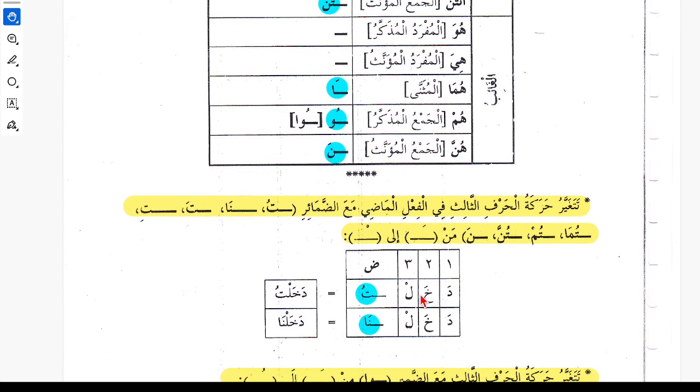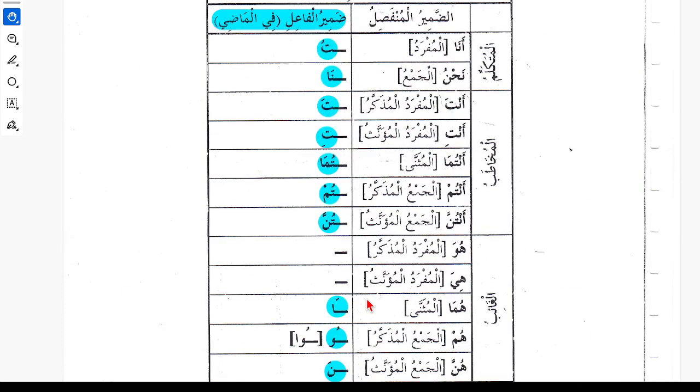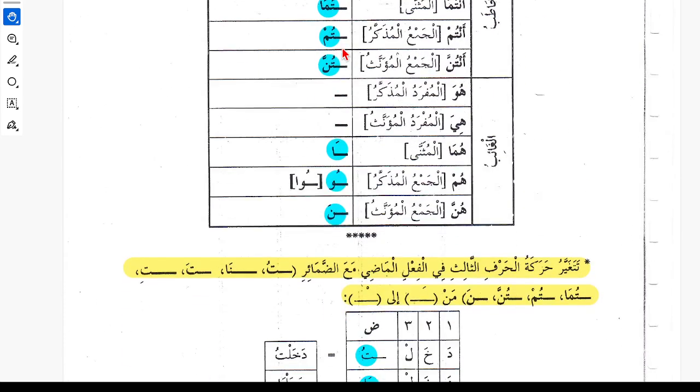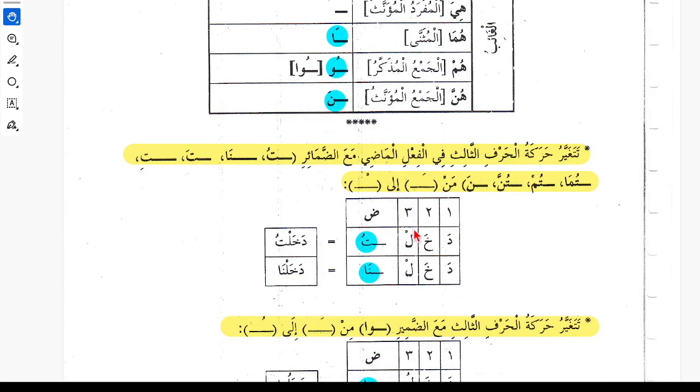Similarly, some examples are given here, like dakhaltu, just like I mentioned. So in dakhaltu the lam has a sukoon. Dakhalna, the lam has a sukoon. So only two examples are given, for tu and na. Similarly, you can make, like I said, dakhalta, dakhalti, dakhaltuma, dakhaltum, dakhaltunna, dakhalna. So you would note that the fatha sign of the lam is changing to sukoon.